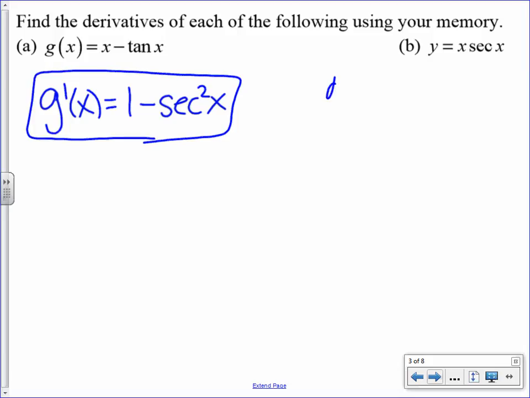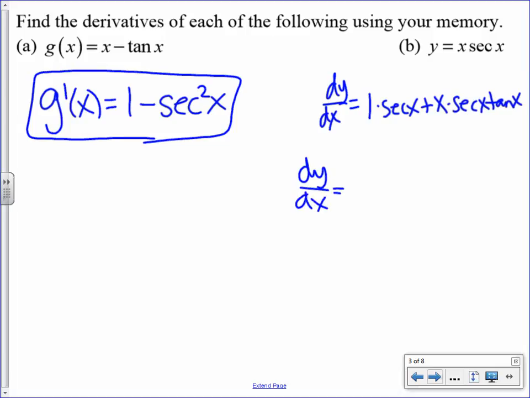All right. How about x times secant of x? Ooh, I just gave it away. What do we have to use? Product rule. What's the derivative of the first times the second, plus the first times the derivative of the second? I would want you to rewrite this as secant x plus x secant x tangent x.